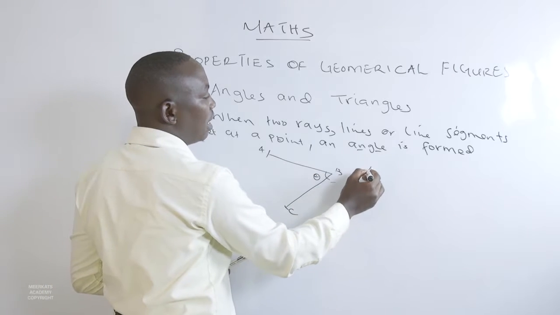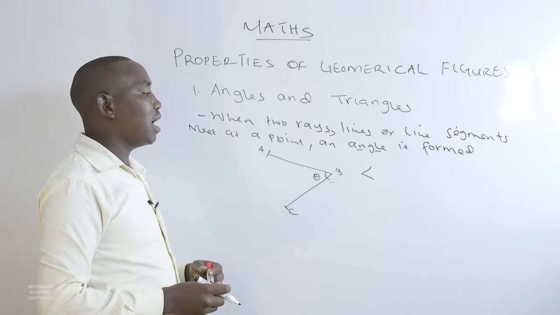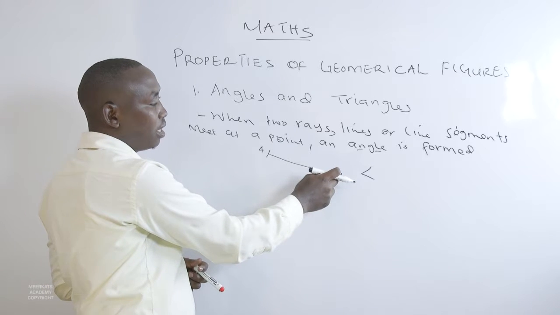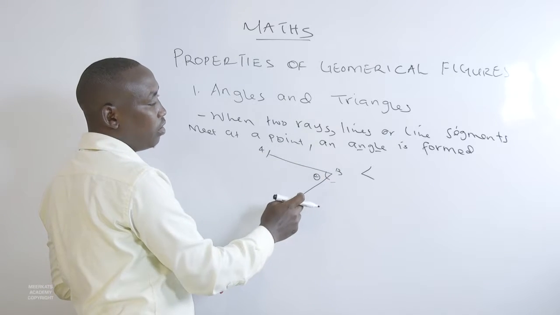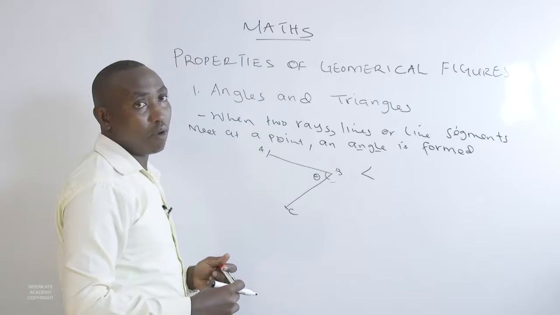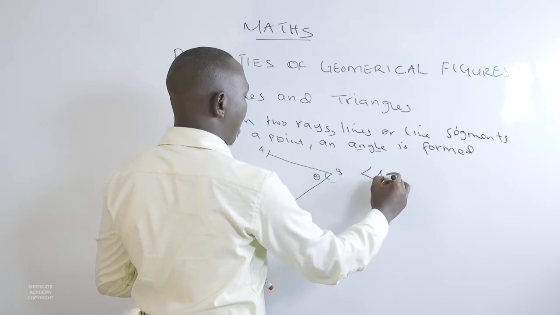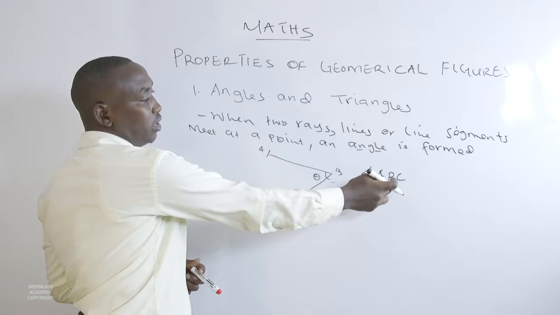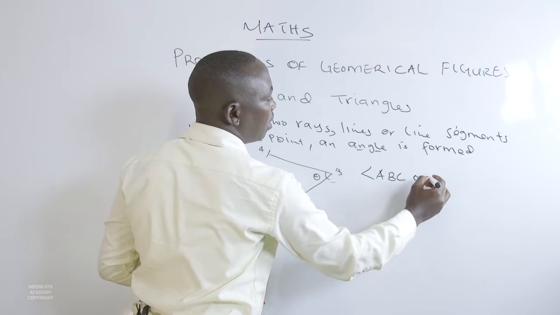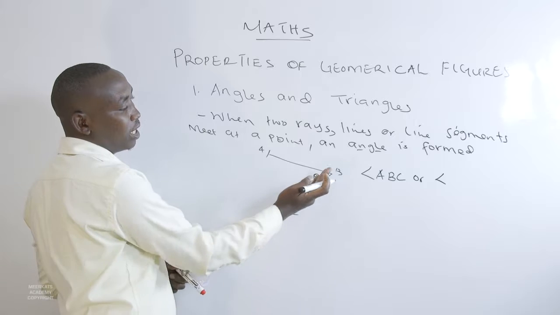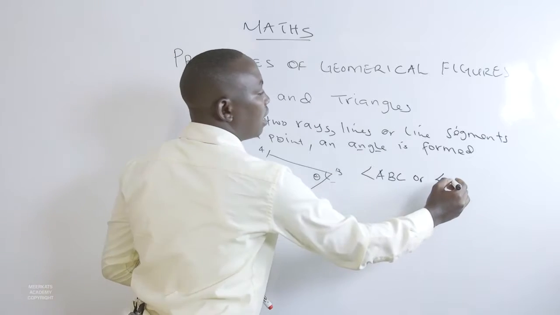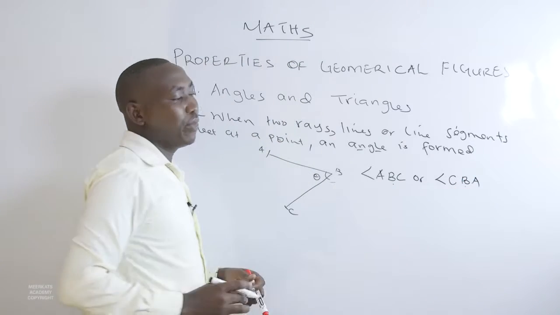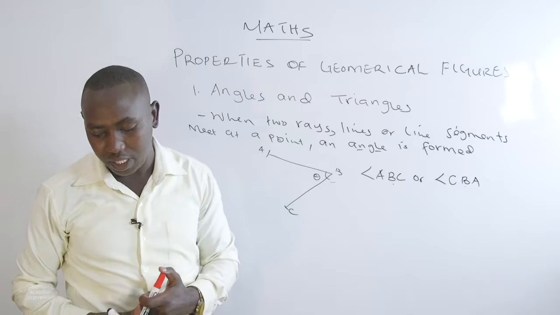This angle is normally denoted using that particular sign, and for you to name this angle, you can see it's at B. So you can go either ABC or CBA. This angle formed is called angle ABC. B, where the angle is, should be in the center. Or when we come from the other side, this ray CB, that shall be angle CBA. Again, B is at the center of the two.